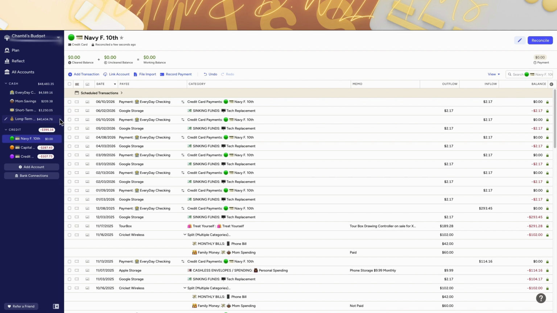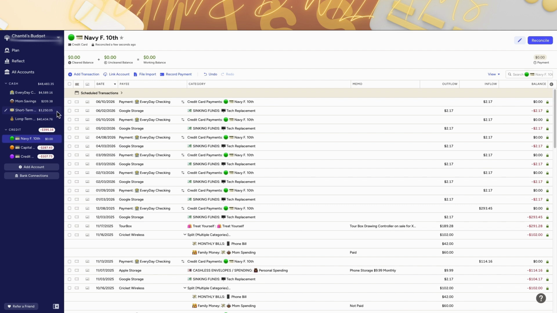So $40,434.76. That is my long-term savings. I really want to invest. I want to purchase a house. So there's a few things I want to do with that money. But for now, until I talk to someone and figure out what I'm going to do, it'll stay there, but I might be moving it soon.